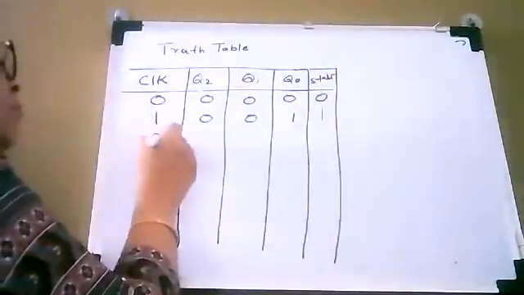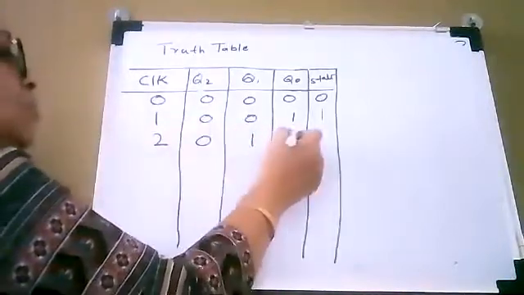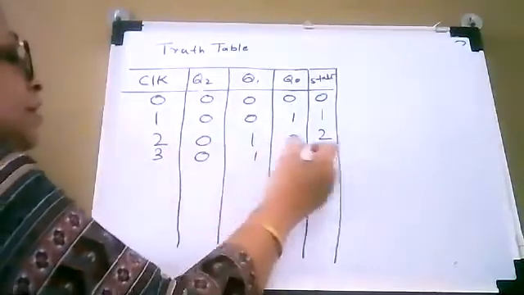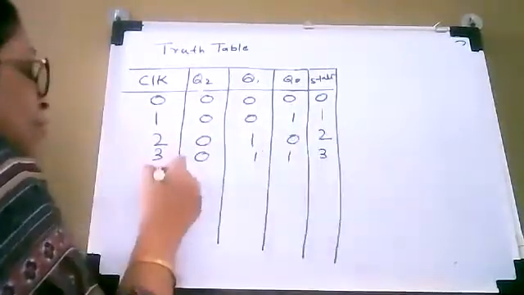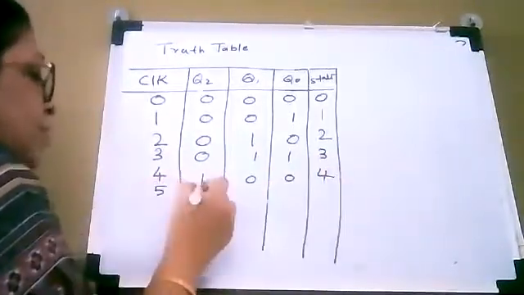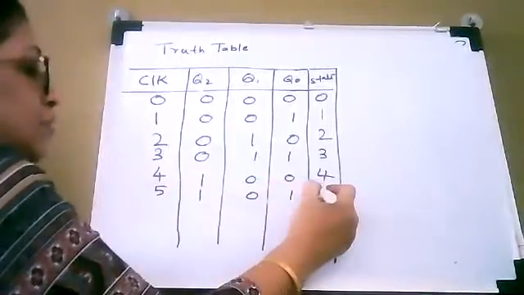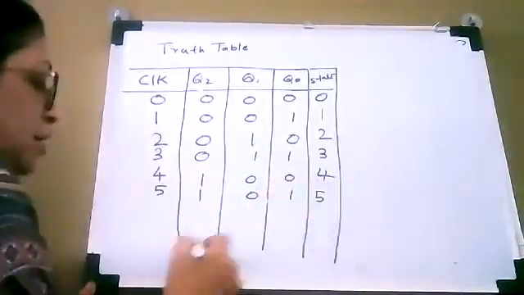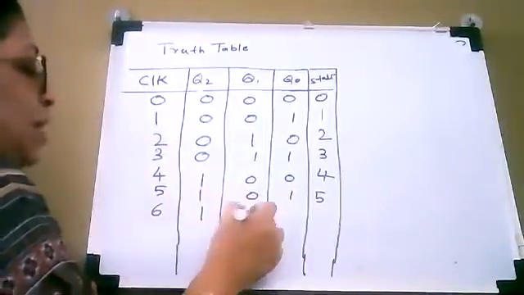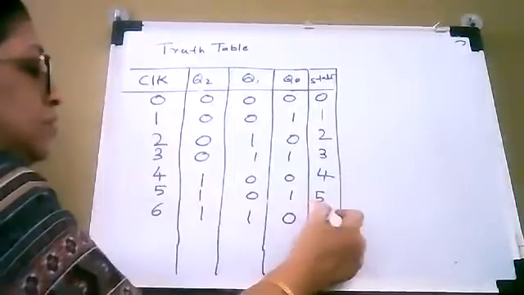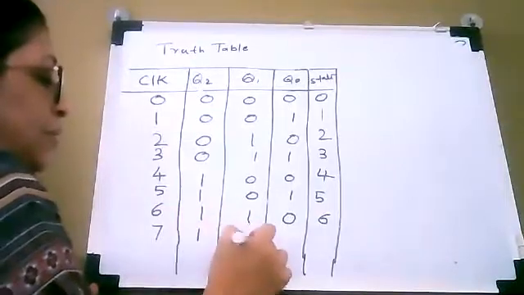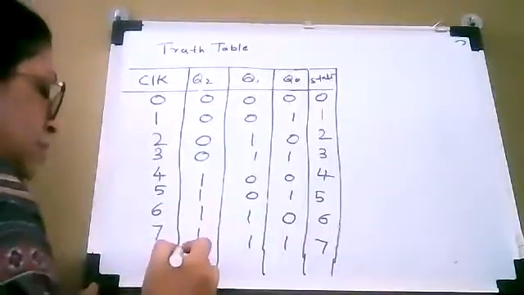and this is called state number 1. For the second clock pulse, we will have 010, which is state number 2. For the third, 011, this is state number 3. For the fourth, 100, this is state number 4. For the fifth, 101, this is your state number 5. And for the sixth, it will be 110, which is your state number 6. For the seventh clock pulse, it will be 111, which is your seventh count.